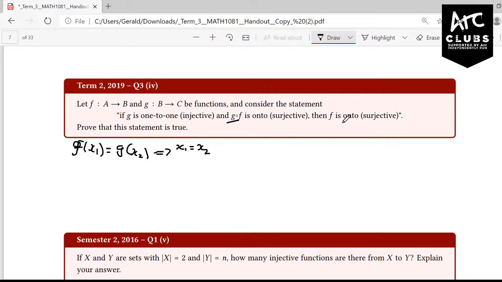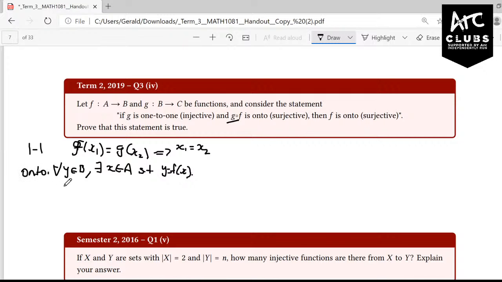And if F is onto, then we say that for all elements y in the codomain of F, where the range of F is B, there exists an element x in A such that y equals f of x. So the range is the same as your codomain. That's essentially what it's saying. So this is 1-to-1, and this is onto.